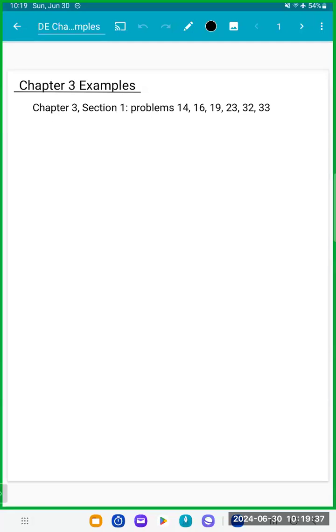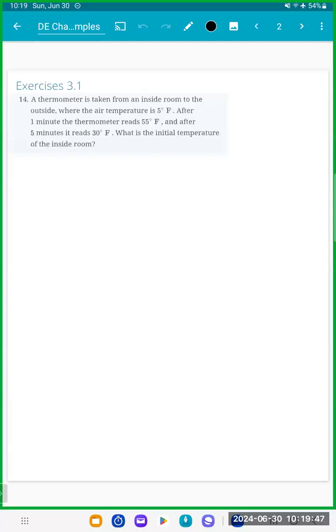So this shows you here a list of the 6 questions that we're going to work through today. The first one, all of these are coming out of section 3.1. This first one is problem number 14, where we're asked to determine what an initial temperature is inside of a room, given some initial starting parameters.